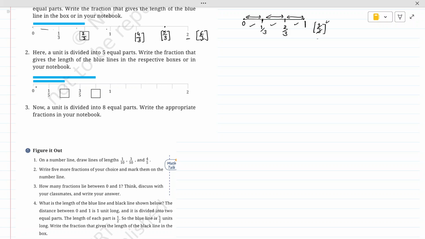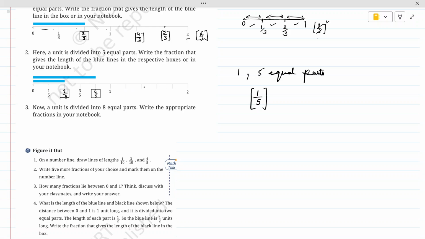Okay, so easy. Between 0 and 1, we have 1, 2, 3, 4, so that means these are 1, 2, 3, 4, and 5 equal parts. We are dividing 1 into 5 equal parts. So that means each part will be of 1 by 5 length, right? So from 0 to here, it is 1 by 5. 0 to here, it will be 2 by 5, right? 0 to here will be 3 by 5. 0 to here will be 4 by 5, right?